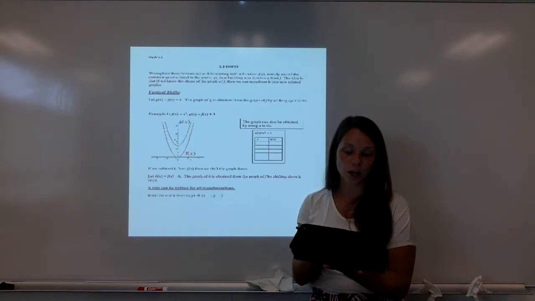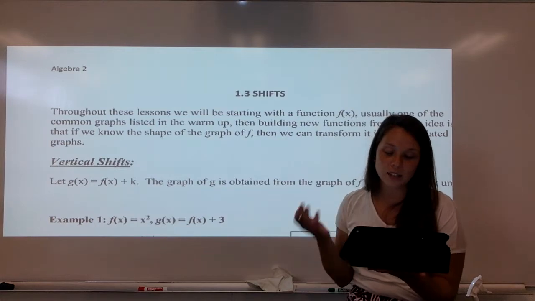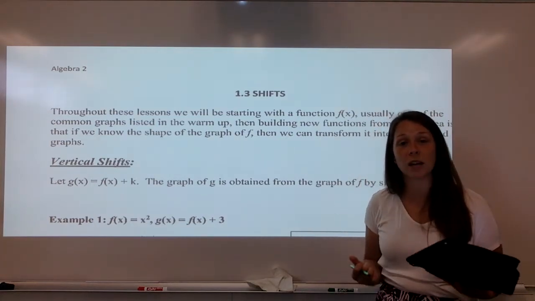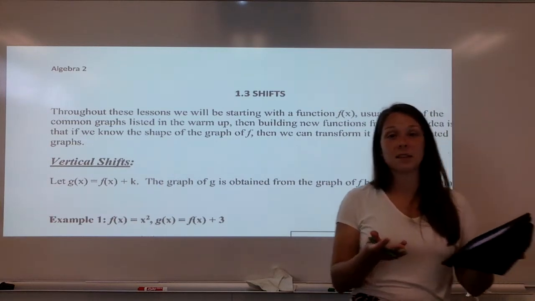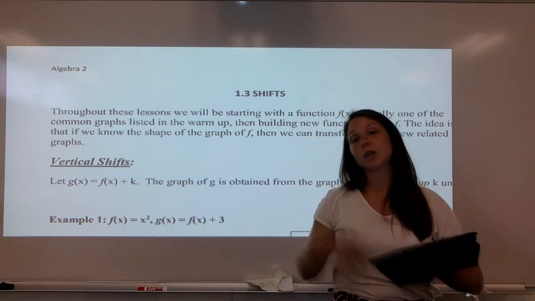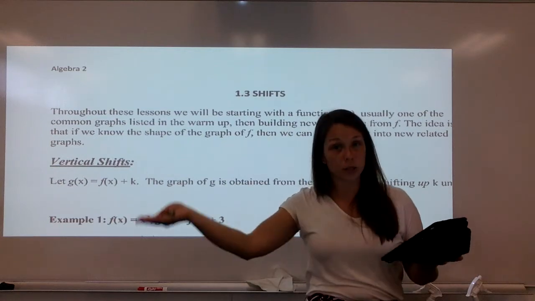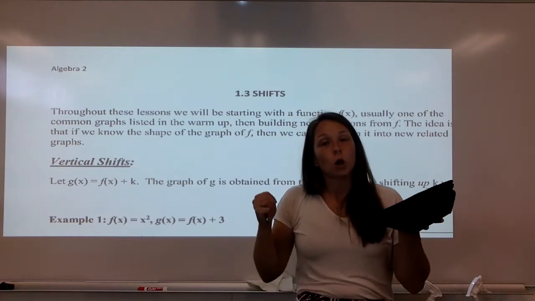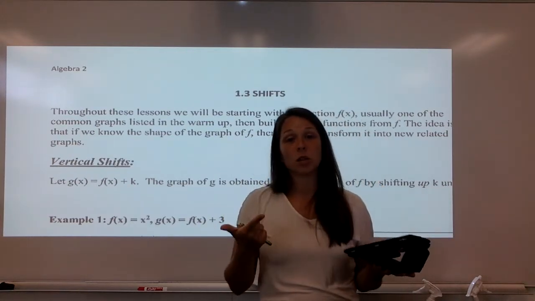All right, so let's get started. So 1.3 is all about shifts. It says throughout these lessons, we'll be starting with a function and then we'll be transforming it. The very first transformation of shifts is moving the graphs side to side or up and down. So just how we have a horizontal axis and a vertical axis, you're going to notice that in today's lesson and the upcoming lessons, we go about them by talking about first what is the vertical transformation and then what is the horizontal.